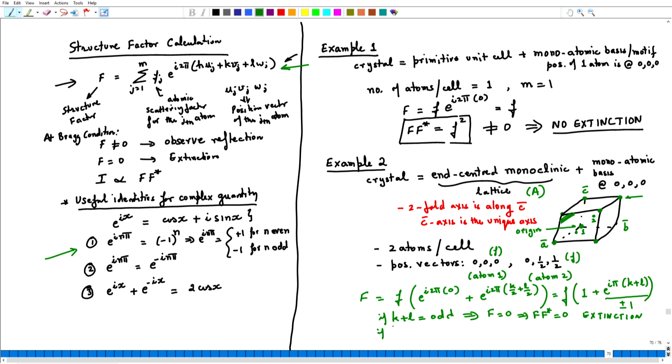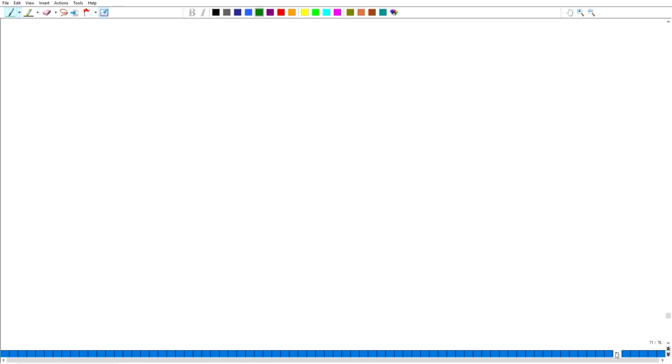The only other value that k plus l can take is k plus l being even, then e to the power i pi (k plus l) will be plus 1 and hence F will be 2f, which implies that F star is 4 f square. So, you will get a finite intensity for this particular structure. Let us take a third example now.